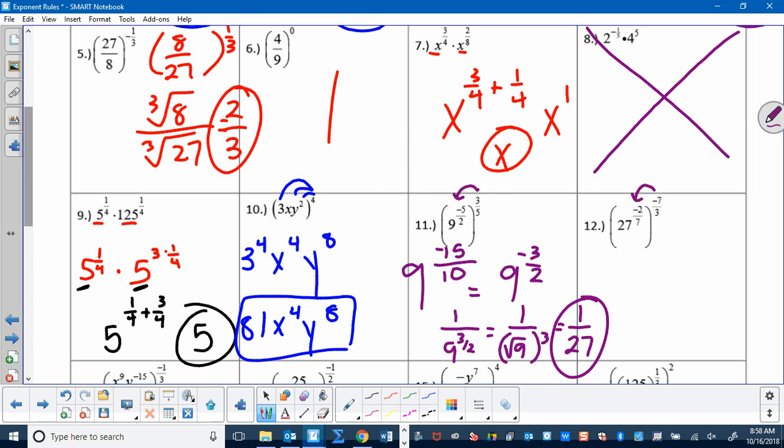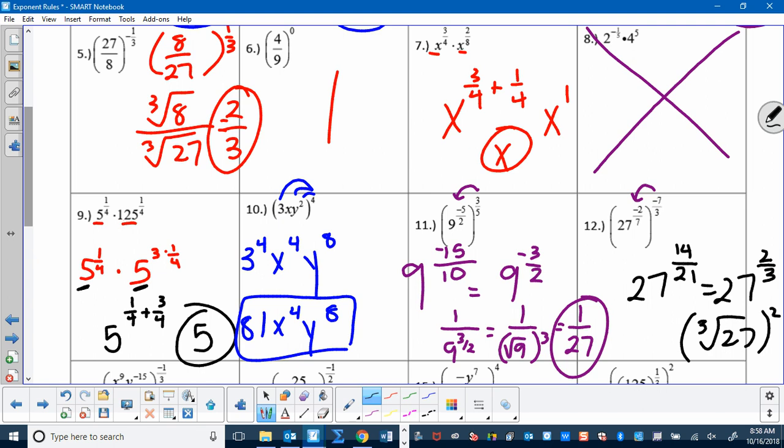When you distribute, does it stay negative? It changes to positive. You don't have to make it a fraction. So you still have 27, that stays, to the -2 times -7 is 14. 7 times 3 is 21. What does that reduce to? Good, 2/3. Which one is the root? The 3, so it's the cube root of 27 squared. Cube root of 27 is 3 squared is 9. Final answer.